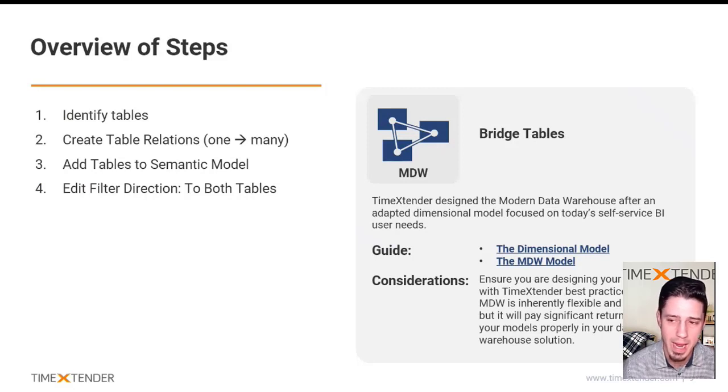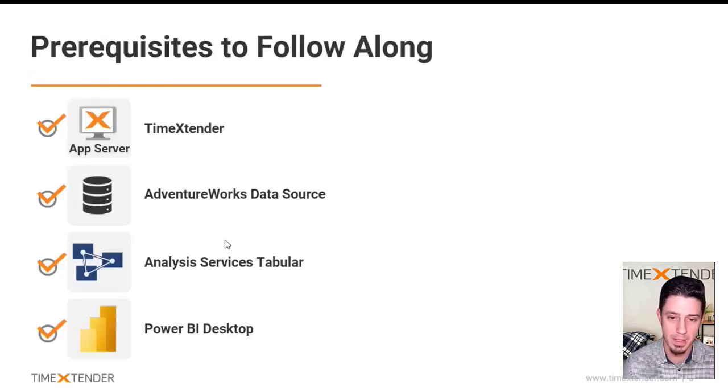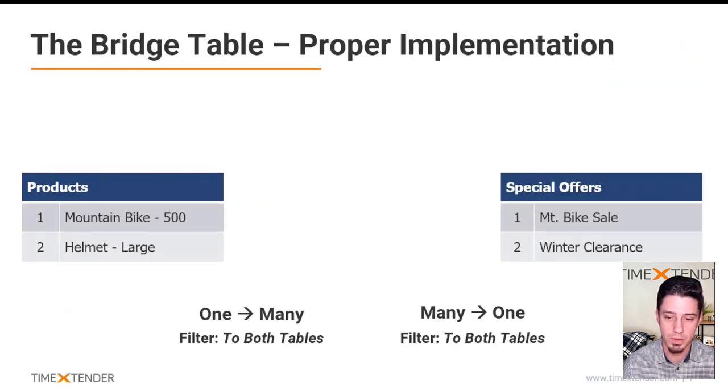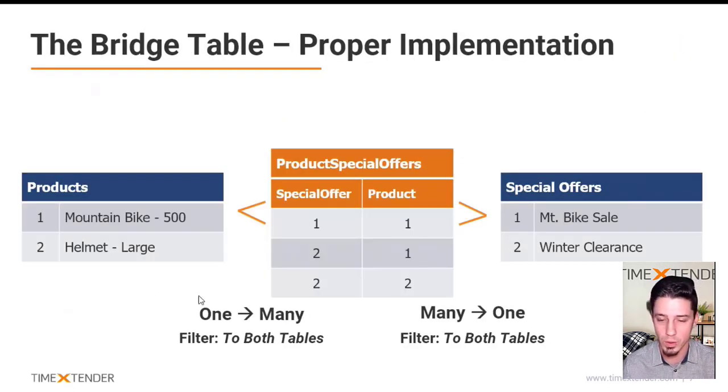So let's go ahead and go through our steps here. We're going to identify the tables that we need. We're going to create the correct table relationships. We're going to add our tables to the semantic model, and then we're going to edit the filter direction to ensure that we're filtering on both tables. And this is important, as you can see here. Let's go back into our examples right here. And this is what you're going to want, right?